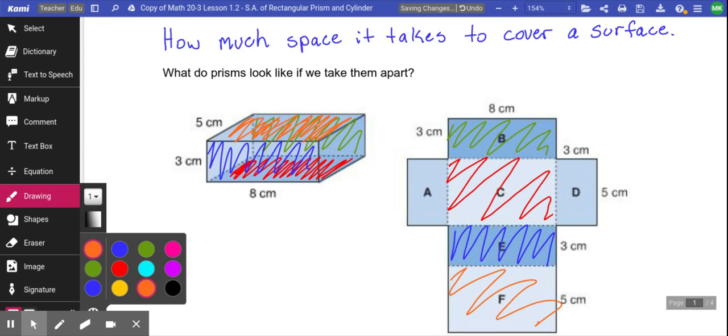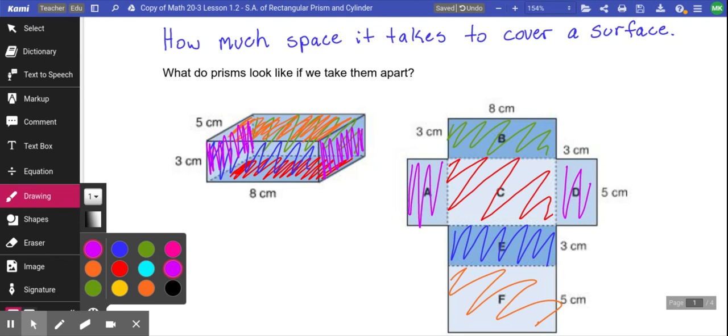And then you have the two sides of the box. You have side A and side D. We'll say D is this side right here. And that's that side over there, side A. See how they've unfolded it, right? And they've laid it all out.